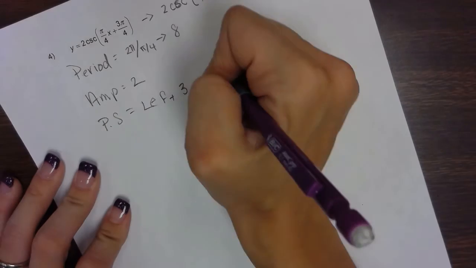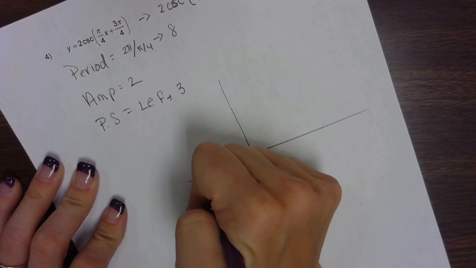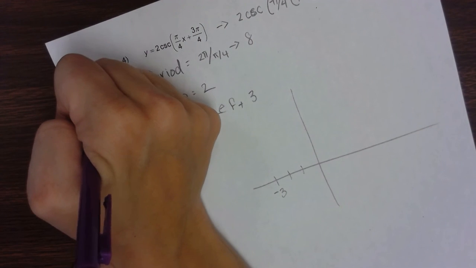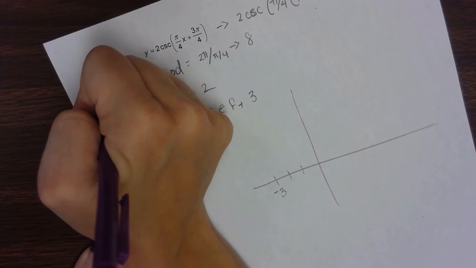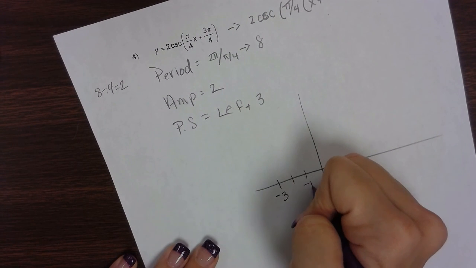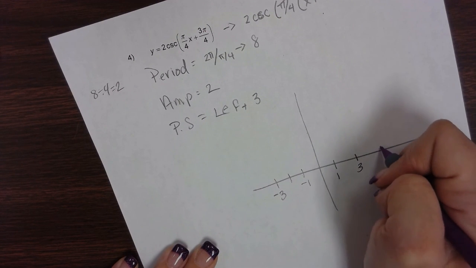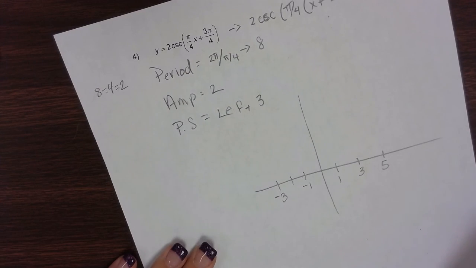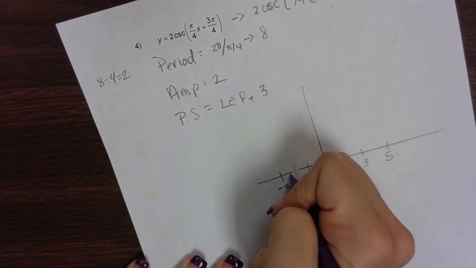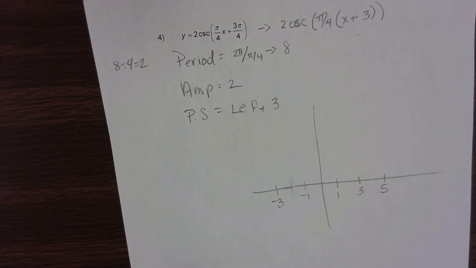Alright. Start with our phase shift. So 1, 2, 3. So we're at -3. Let's see how far we go. So 8 divided by 4 is 2. So we're going to go every 2. So -3, -1, 1, 3, and 5. Okay. I'm going to erase this tick mark so we're not confused. There's nothing there. Okay. Cosecant, we start with what?